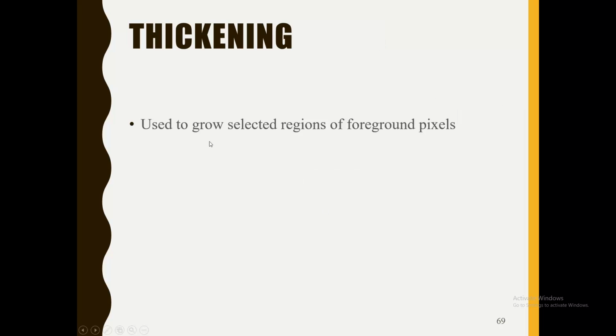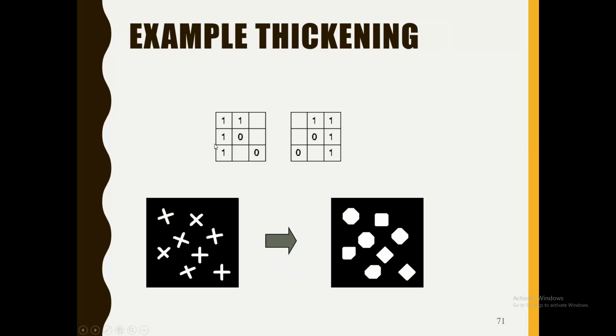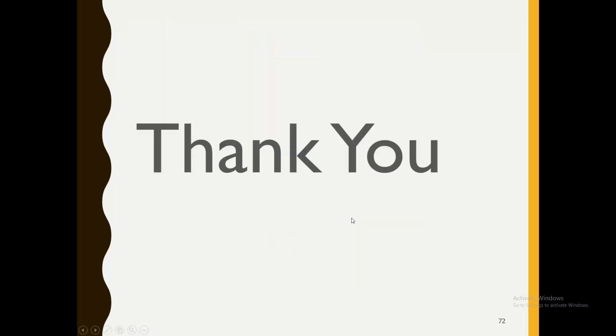Now thickening, used to grow selected regions of foreground pixels. Thickening can be I plus hit or miss transform of I, comma k. If the foreground and the background match the structuring element exactly, then the pixel at the origin is set to 1, otherwise 0. Note that the value of the structuring element at the origin is 0 or don't care. So if we perform the hit or miss transform and then add it to the original image, we can clearly see that these are thickened. Thank you.